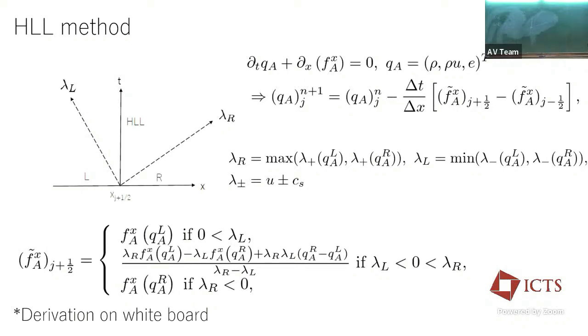In the middle, the HLL flux is given by the combination of lambda L, lambda R, and the L and R states. I have 5 minutes, so I will prove how you get this result, how you get these expressions.